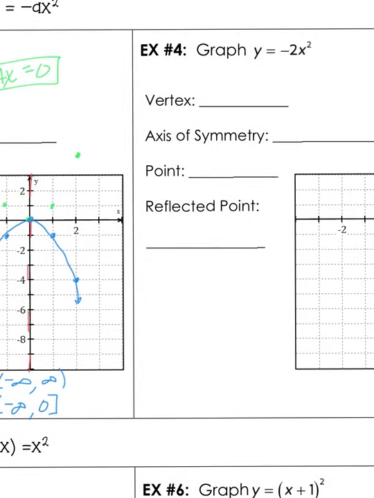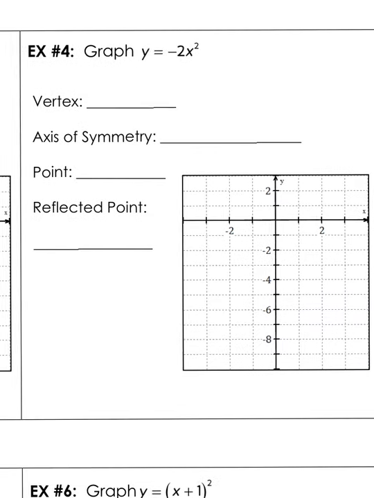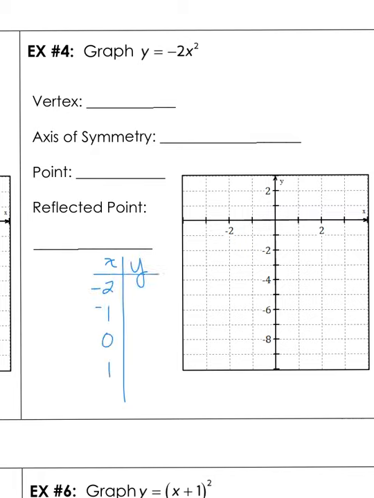All right, let's look at 4. Now you try 4 on your own. Pause the video. You'll need to make a table of values because there is a stretch and a reflection over the x-axis. Okay, so since there is no right-left movement, I'm going to choose -2, -1, 0, 1, and 2. I'm just going to plug it in above.